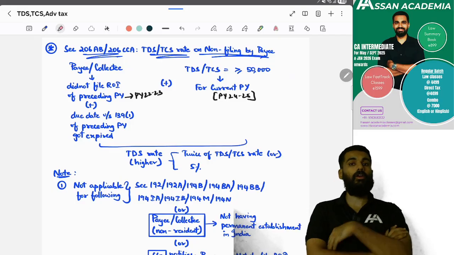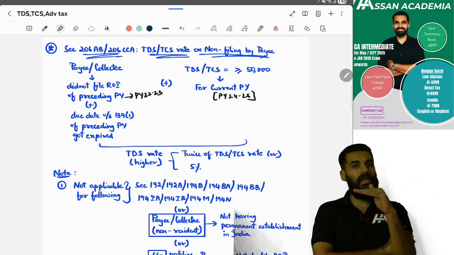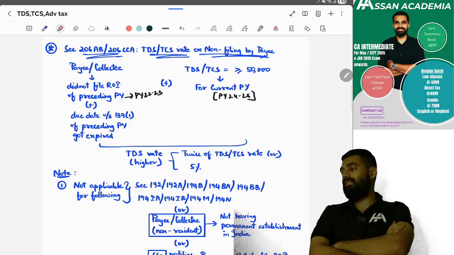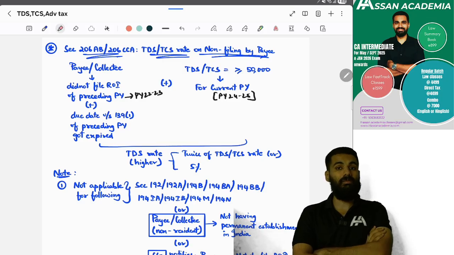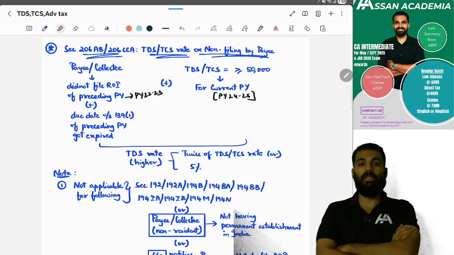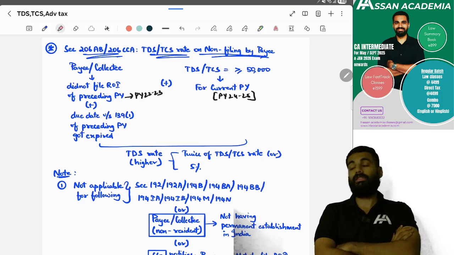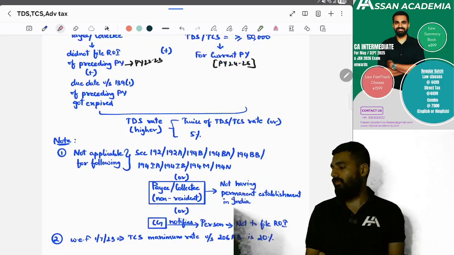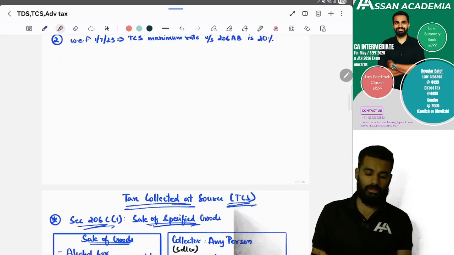If the payee did not file return of income in the preceding previous year, and the due date has also expired, and the TDS for him in the current previous year is touching 50,000 rupees, then it is how much? Twice the TDS or TCS rate, or 5%, whichever is higher. Whichever is higher. Yes or no? Yes.